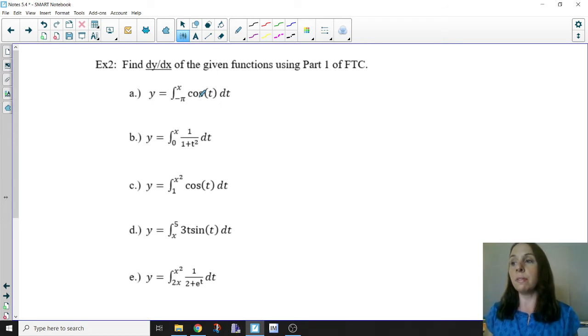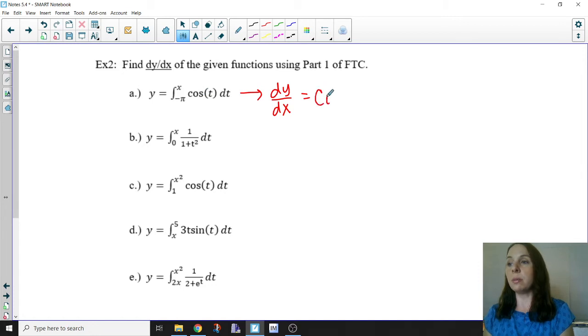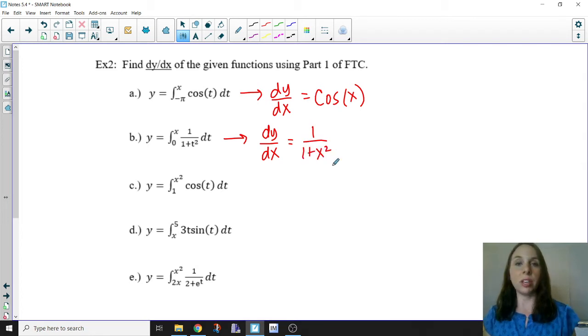If you were taking a derivative of an integral, your lower limit here is a constant. Your upper limit is an x. The derivative is just the function that you see right here, but it's a derivative in terms of x, so it is cosine of x. That's it. Take a look at the next one. You have the function y equals the integral from 0 to x of 1 over 1 plus t squared dt. The derivative of that is 1 over 1 plus x squared. Change the t squared to an x squared in your derivative, which is right here.